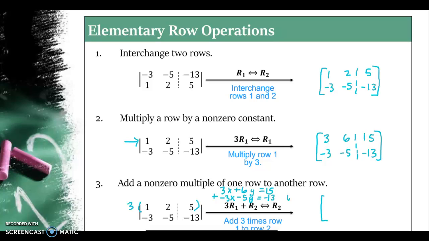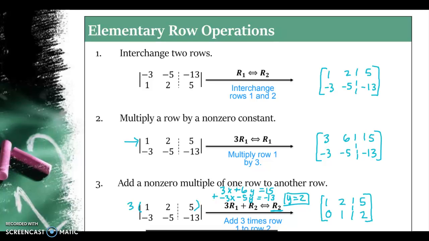And what did we get when we did that? We got y equals 2. And this becomes my new equation, or my row 2. So my row 1 stays the same, because I'm only replacing row 2. So row 1 is the 1, 2, and 5. And then row 2 is going to be the y equals 2, or 0x, 1y, and 2.